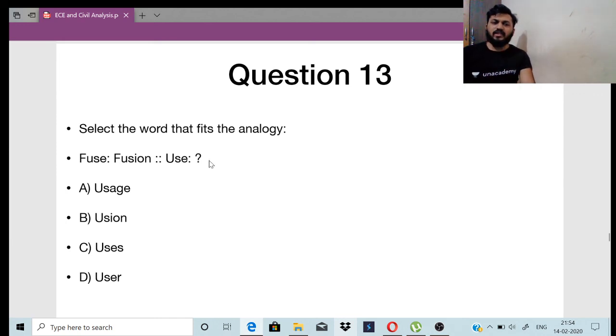Right? Question 13. Select the word that fits the analogy. Fuse is to fusion. Use is to what?